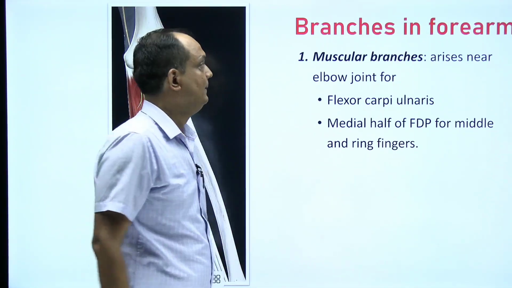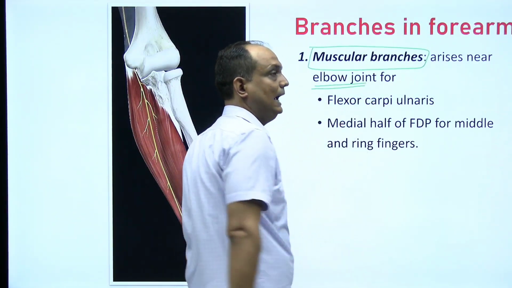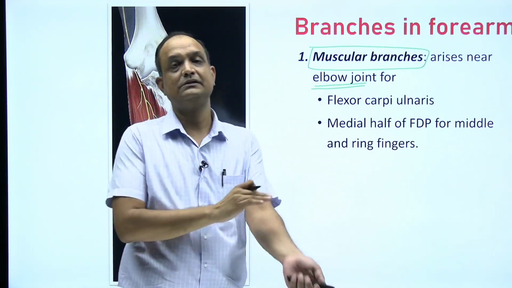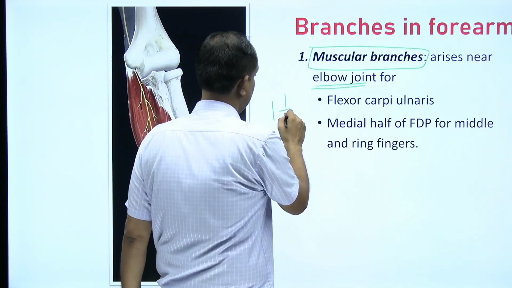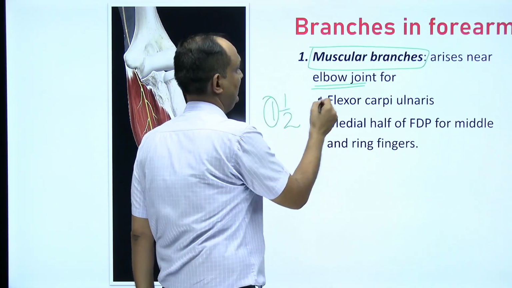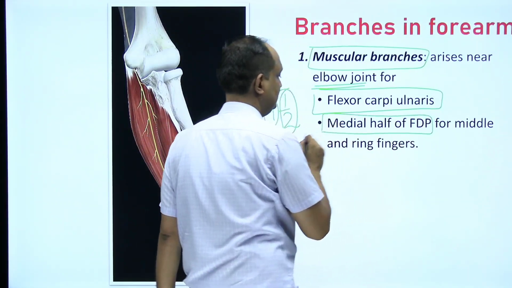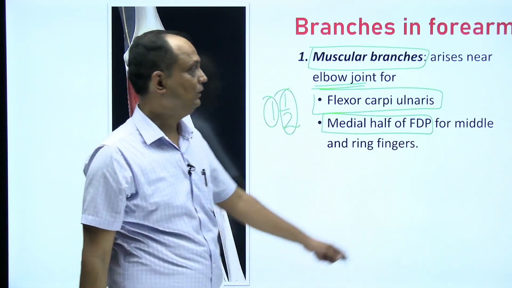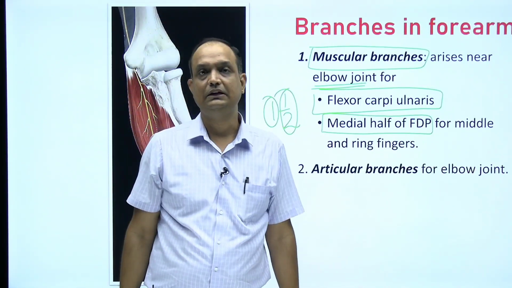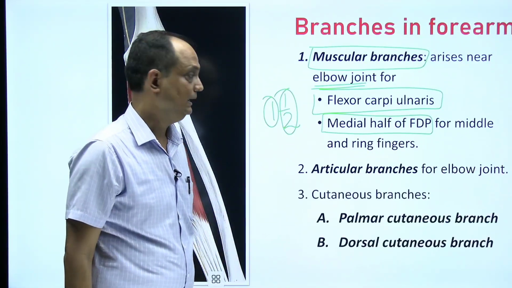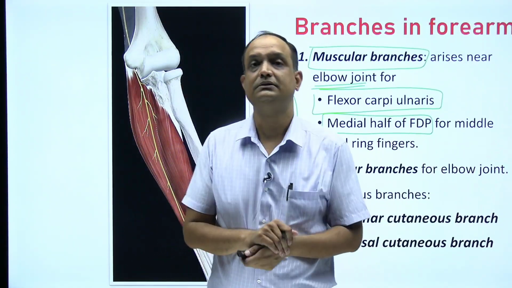First are the muscular branches. Muscular branches arise near the elbow joint, and you know that the muscles of the forearm are majorly supplied by the median nerve except one and a half. What are these one and a half? The one is flexor carpi ulnaris and the half is the medial part of flexor digitorum profundus, which controls your middle and ring finger. Then you have the articular branches, which supply the elbow joint. And lastly, it has two cutaneous branches in the forearm.